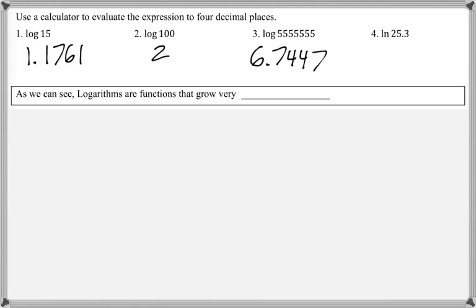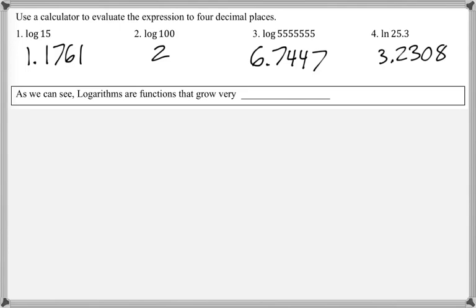And then ln, this is a different type of logarithm which we'll talk about a little bit later. But the ln key is right underneath the log key, or to the left of 4. So ln of 25.3, that is going to be 3.2308.